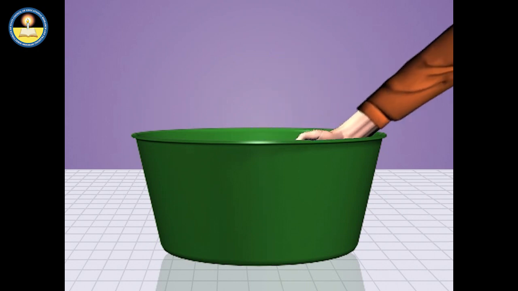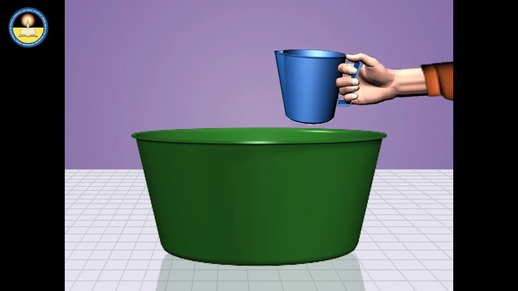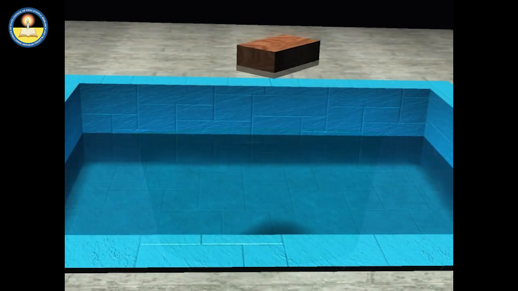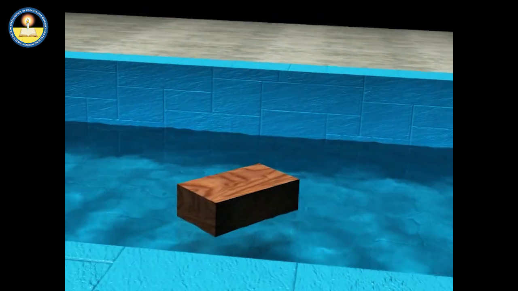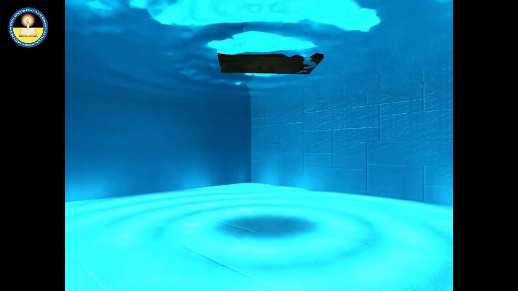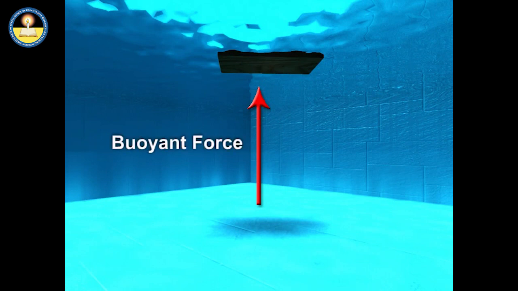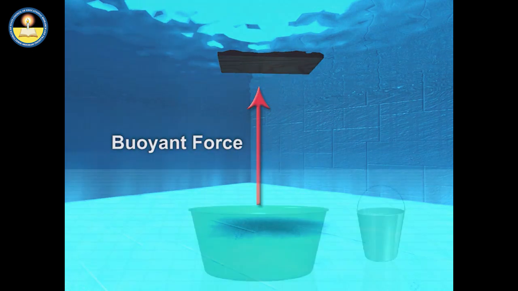A mug of water appears lighter to lift when it is underwater and appears heavier when lifted above the water surface. When a solid object is submerged in a stationary fluid, the fluid exerts an opposing force in the upward direction on its surface. This net upward force is called the upthrust or buoyant force. In other words, a fluid provides partial support to any objects placed in it.